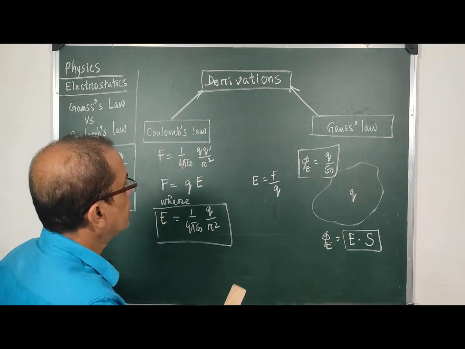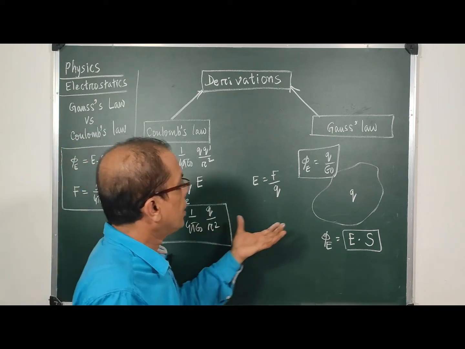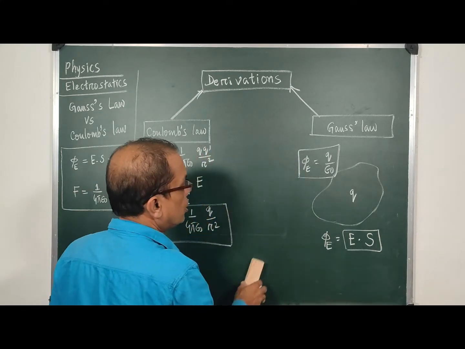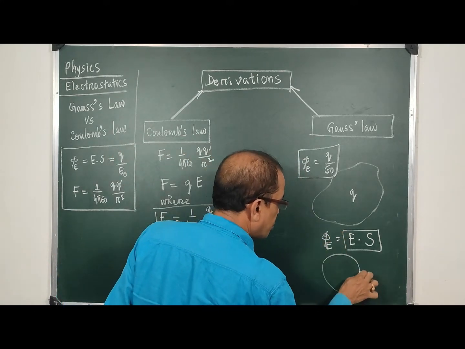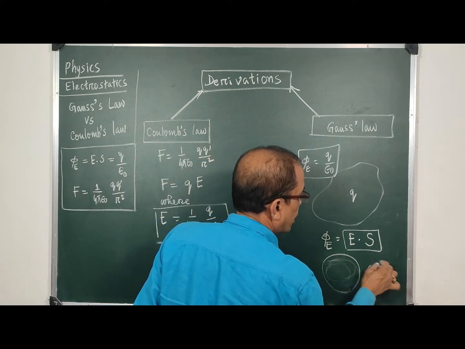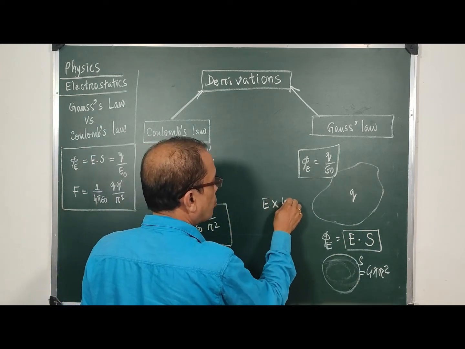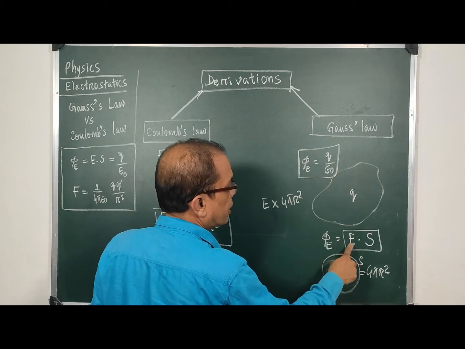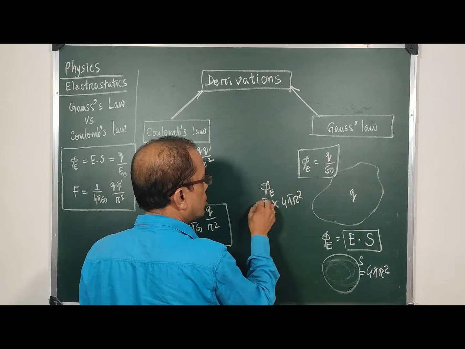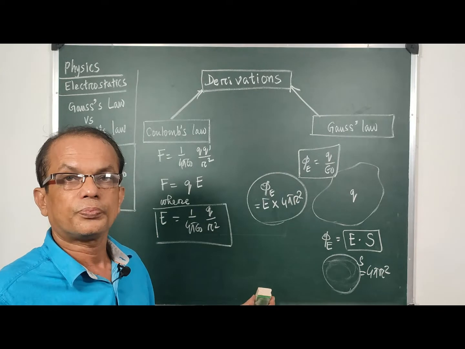So now see, in these two formulae, in Coulomb's law we have electric field, in Gauss law we have electric field. So how can we relate these two? Clearly see, when there is a sphere, the sphere will have a surface area of 4 pi r square. So S is equal to 4 pi r square. Now if you multiply E into 4 pi r square, you are multiplying E with S for the sphere. So this should be phi E. And if you simplify this part, you will finally reach Coulomb's law.